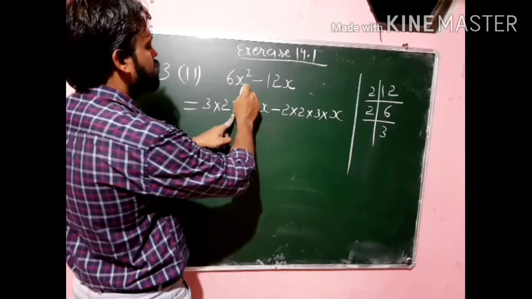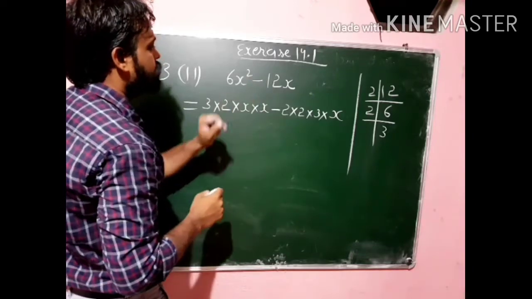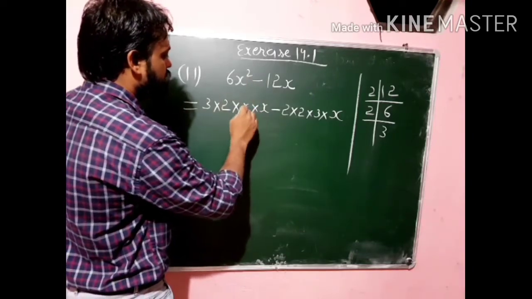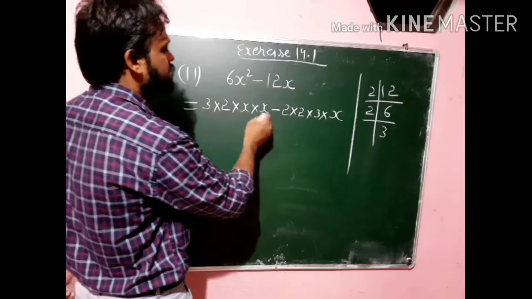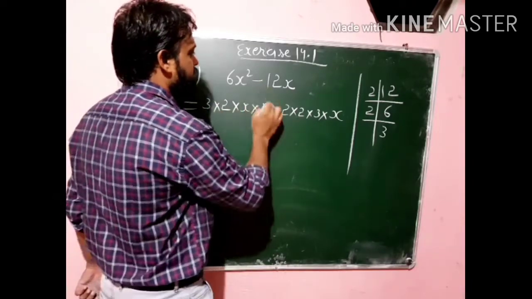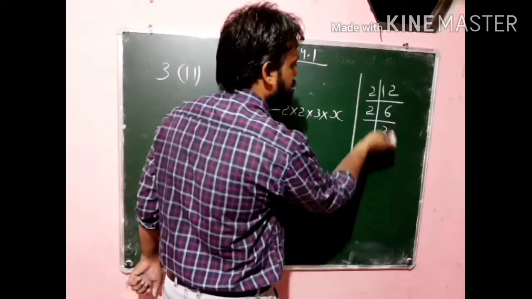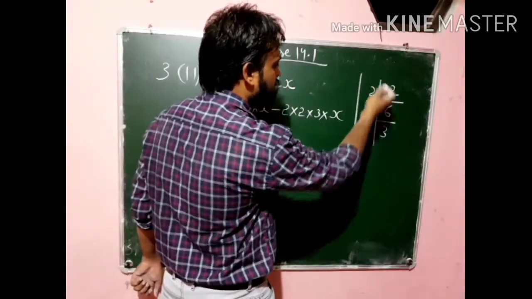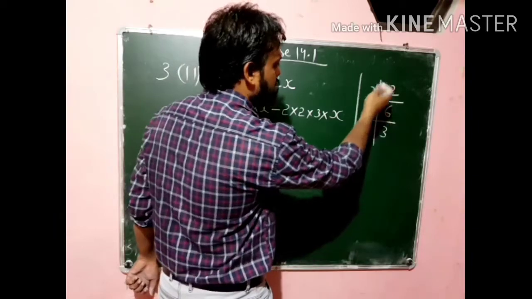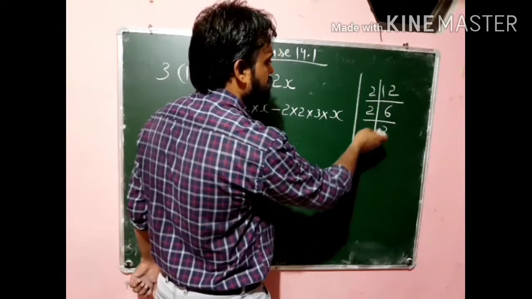And also now you can see here is x raised to power 2, so multiply this x also two times. It will become 3 into 2 into x into x, and minus as it is. And now we have to make the factors of this 12. So you can also do the factorization this way. We know how we can solve this one. So now I do the factorization of 12 here.